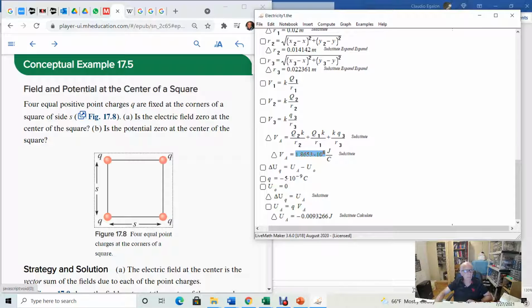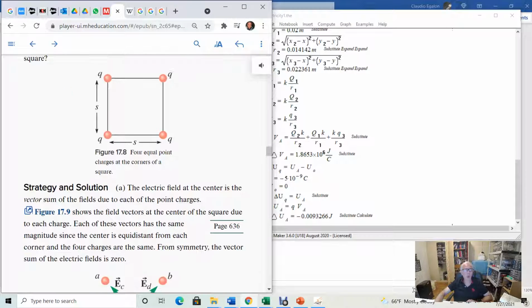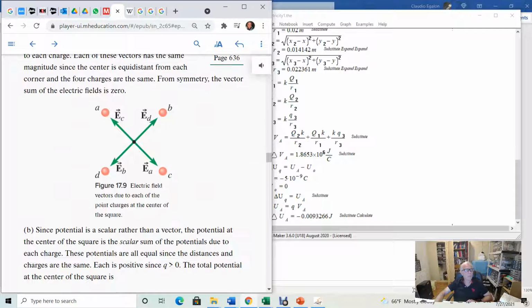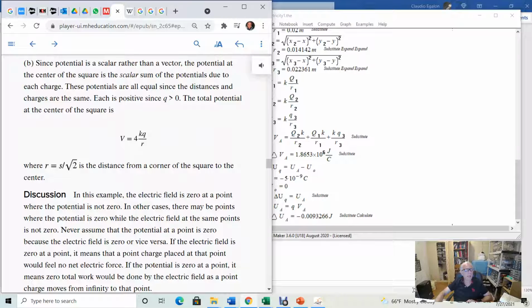It's going to be the potential of this charge plus the potential of this one, this one, and this one. They are all positive charges. The potential is not zero. Just because the electric field is zero doesn't mean that the potential is zero. Here you go, that's the value of the electric potential at that spot: 4 times kq over r.